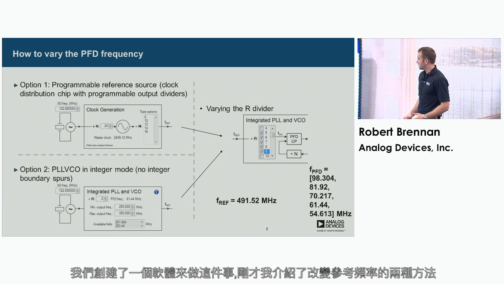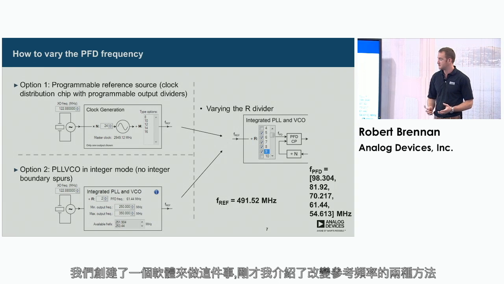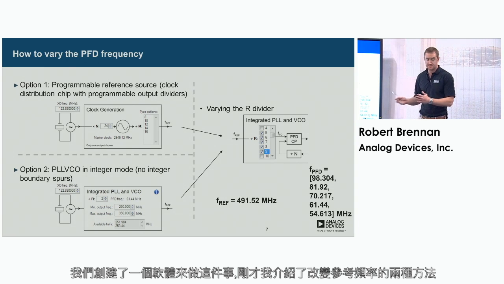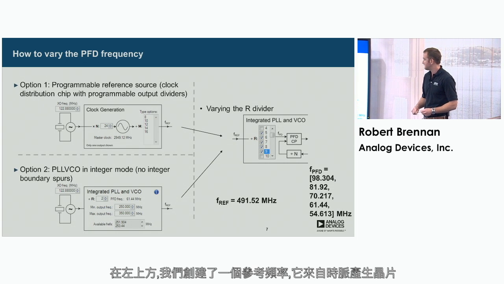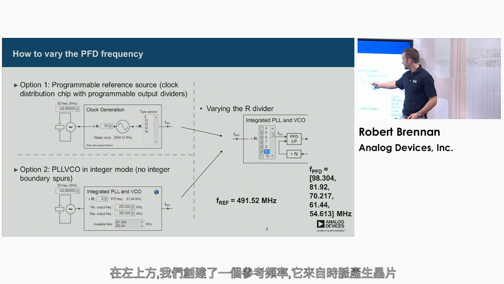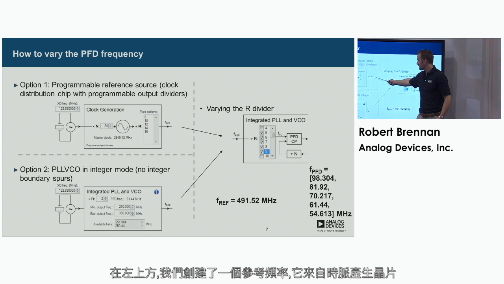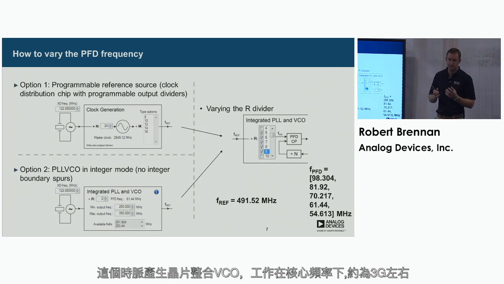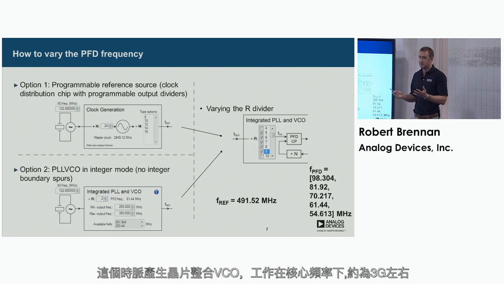So we've built a piece of software to do this. I've described two options here for how we can vary the reference frequency. So on the top left, we're creating our reference frequency here, but it's coming out of a clock generation chip. This clock generation chip has a VCO running at a core frequency probably around 3 gigs or so.